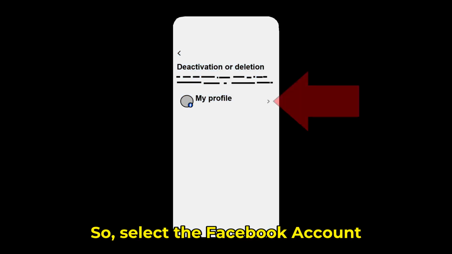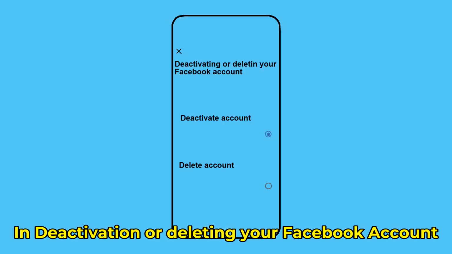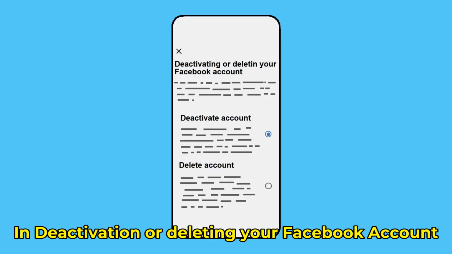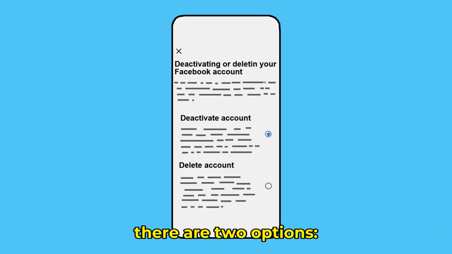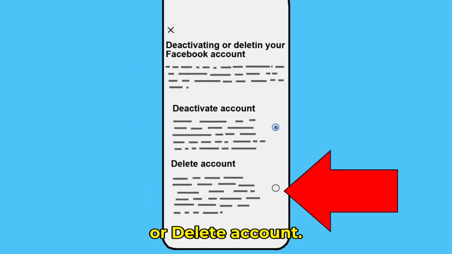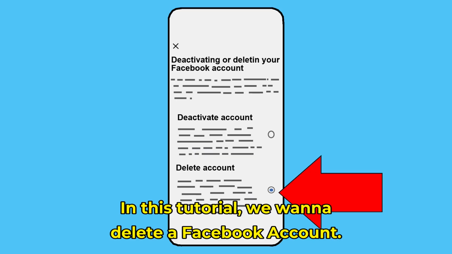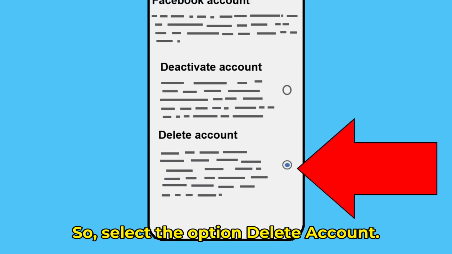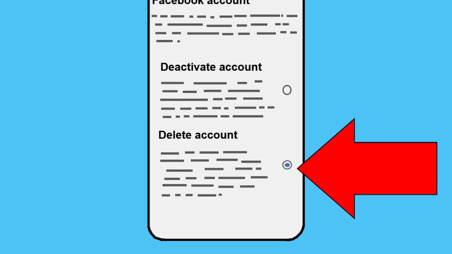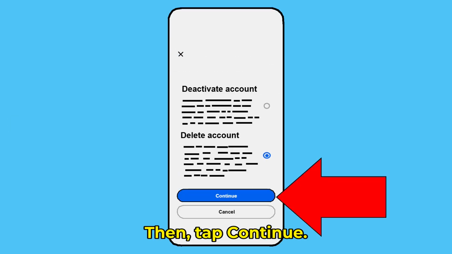So, select the Facebook account you wanna delete. In Deactivation or Deleting your Facebook account, there are two options: Deactivate account or Delete account. In this tutorial, we wanna delete a Facebook account. So, select the option Delete account. Scroll down a little, then tap Continue.